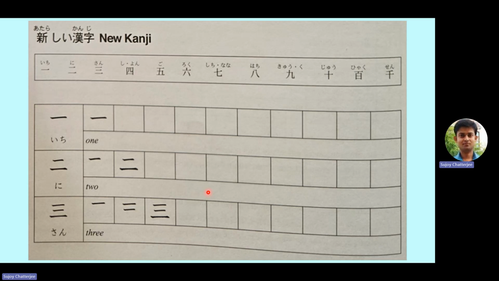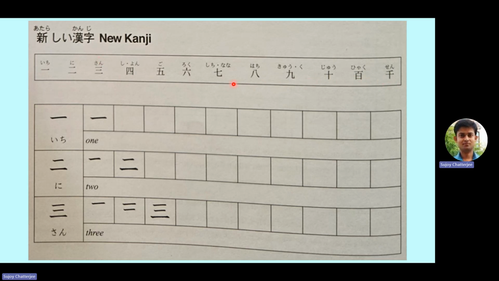So that was the introduction of kanji for today's lecture, and now we shall learn how to write these kanji characters for the first few basic numerals. As you can see here, we have written the numerals that we will be learning. This is ichi, ni, san, yon, go, roku, shichi or nana, hachi, kyu, ju, hyaku, and sen. So this is 1 to 10, 100 and 1000.